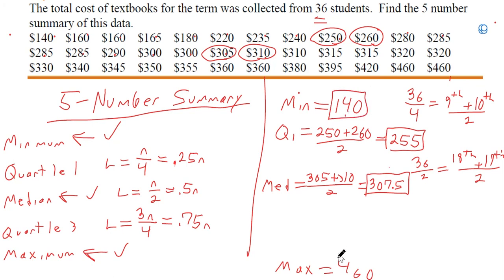And we're almost done. Last one we need to find is Q3. Well, if I do 3/4 of that, 3 times 36 divided by 4, what I get is 27. So I want the 27th and the 28th. And divide that by 2.